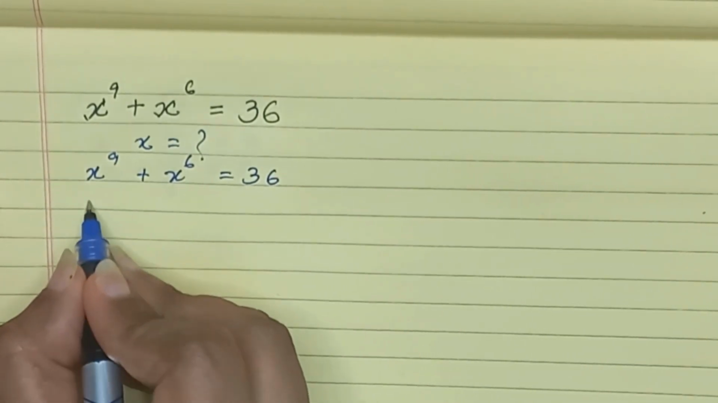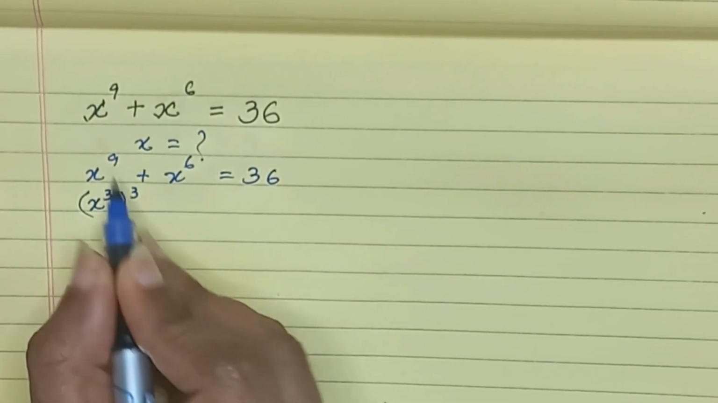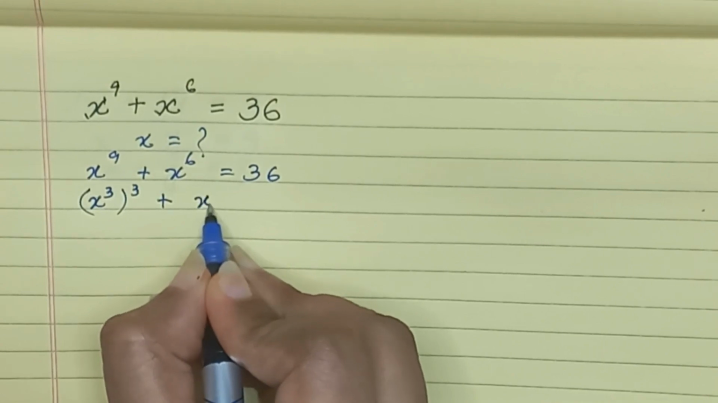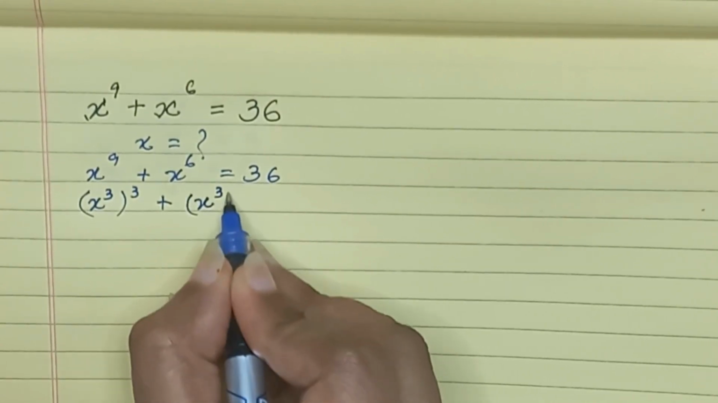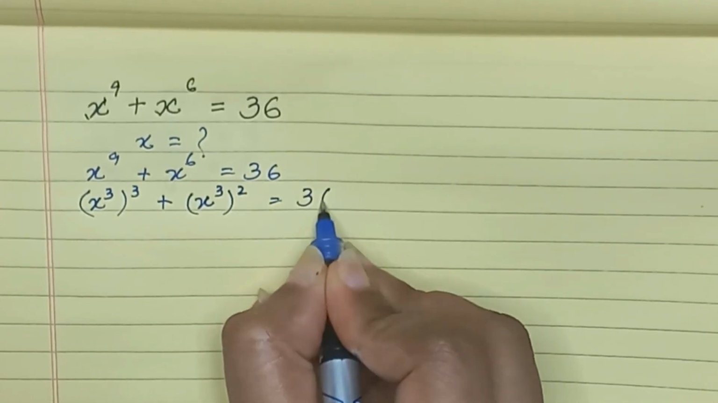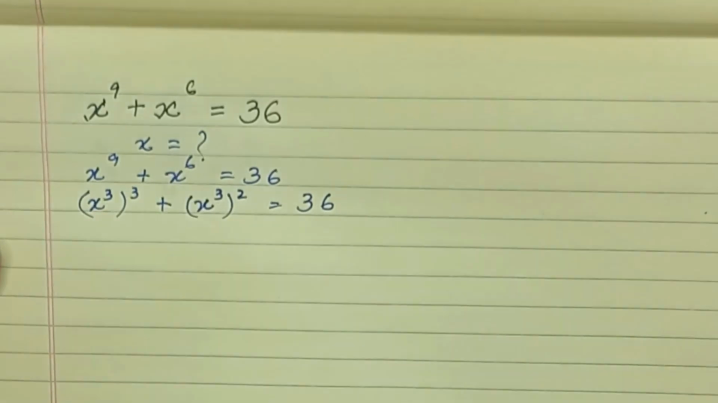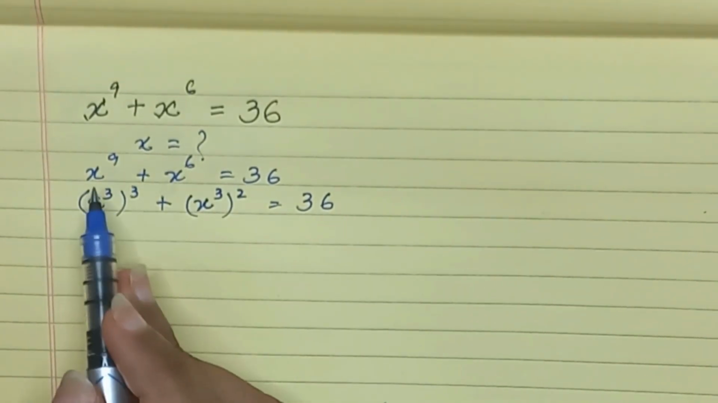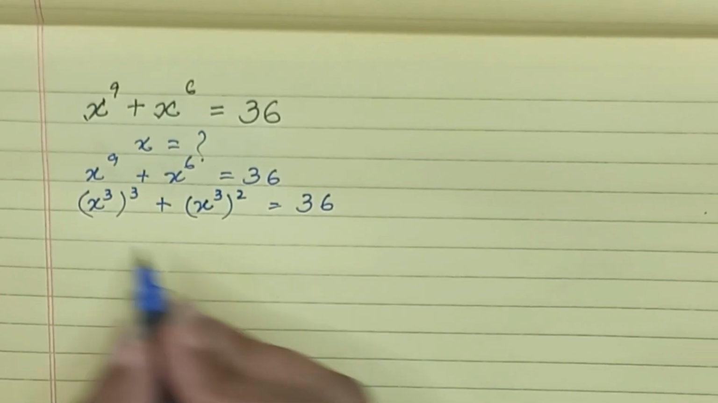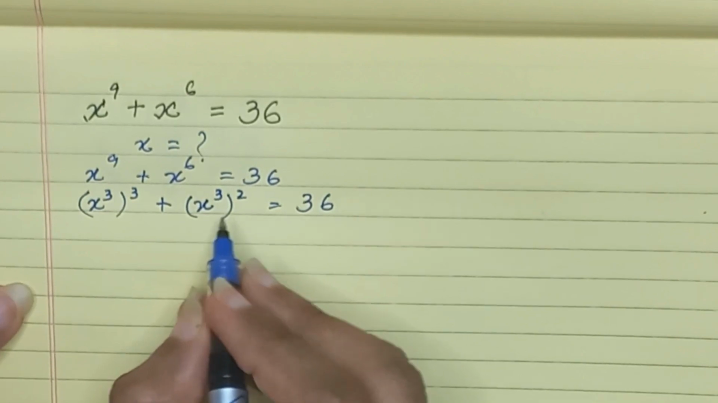We can write x raised to the power 9 as x raised to the power 3 and its whole power 3, and x raised to the power 6 as x raised to the power 3 and its whole power 2, which is equal to 36. 3 times 3 is 9 and 3 times 2 is 6, so it is the same as x raised to the power 9 and x raised to the power 6.